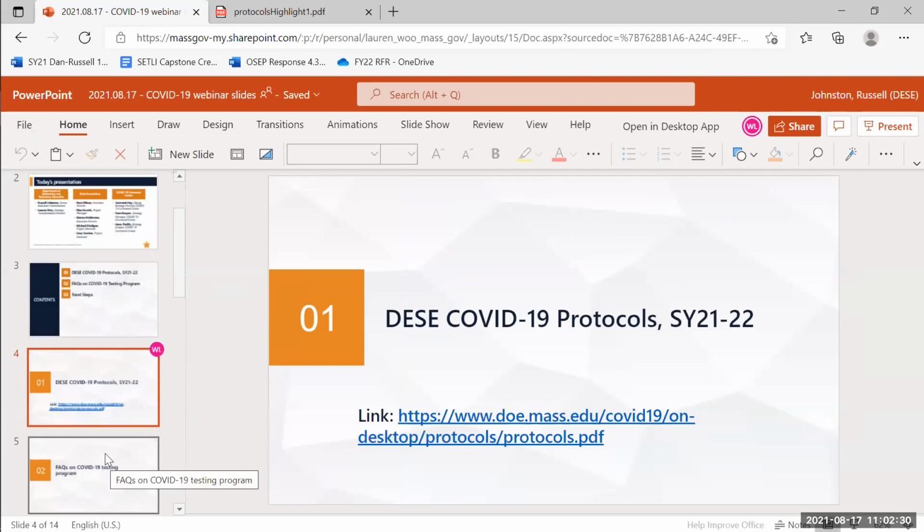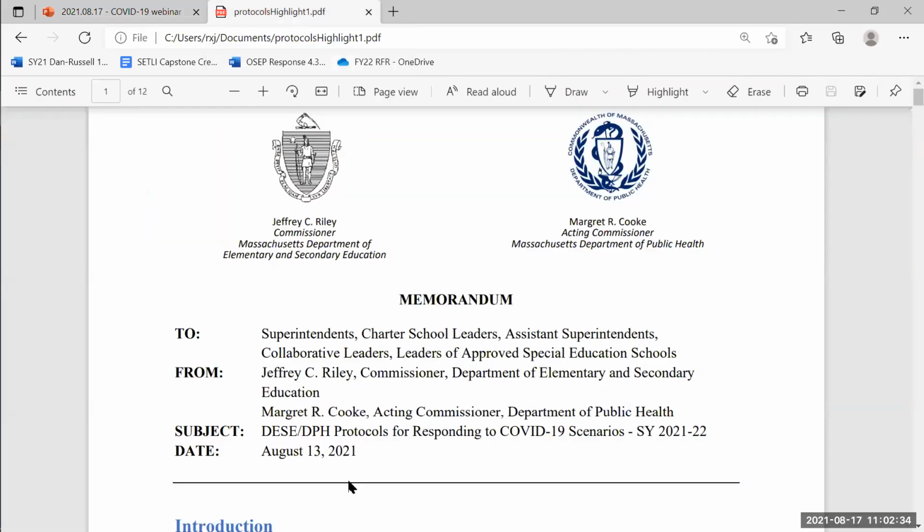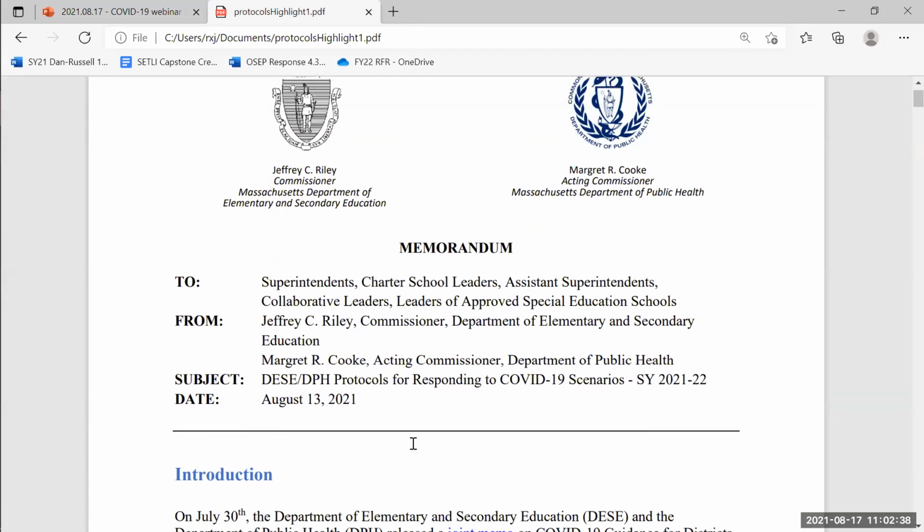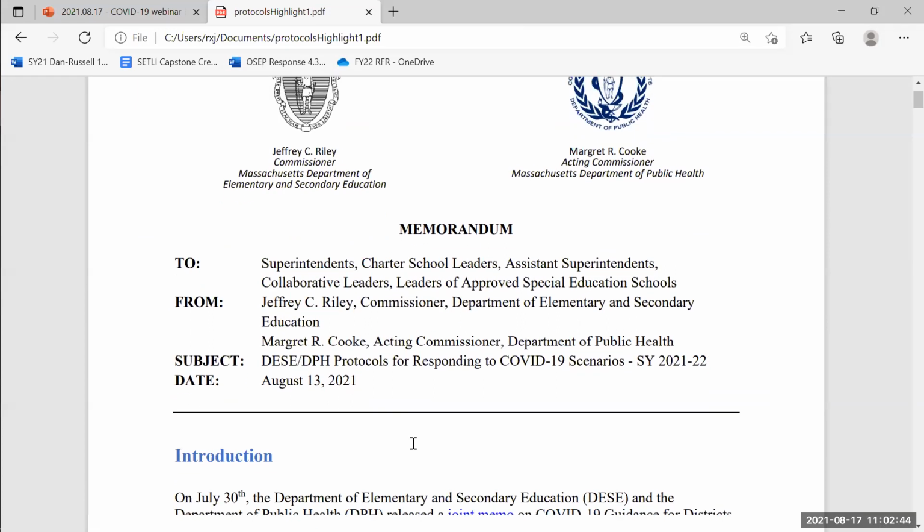So just to get started, as I mentioned, we released our protocols document last Friday, and we included a link in the presentation for you. I'm going to tab over right now so we can take a look at that document. And what I've done, instead of creating a whole slide deck on this protocols document, I've just gone through and kind of highlighted the really important points that I want to call out to you.